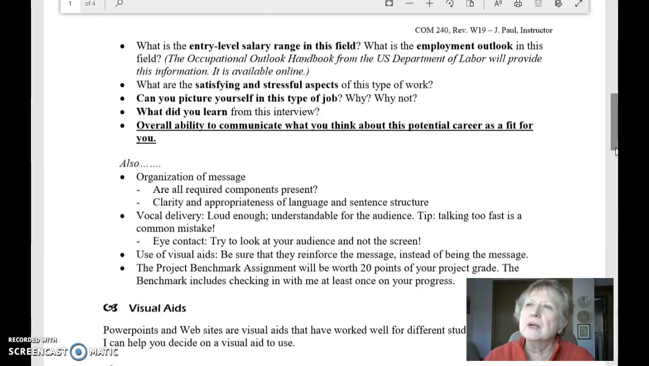Now, you might want to formulate the answer to this question after you're home and you're done with the interview and really think about what you've heard and seen. And that's important for you to include. What did you learn from this interview? And really, that last part, I'm looking for your overall ability to communicate what you think about this potential career as a fit for you.